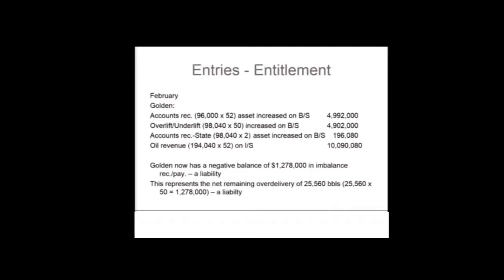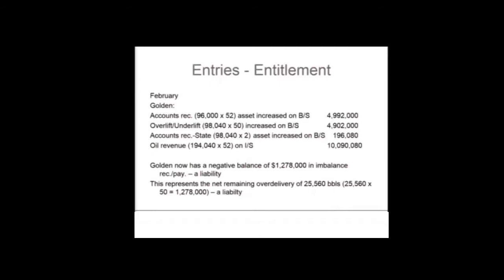Again, I'm making up for some of last month's overlift, not all of it, when the price was 50. I'm making it up when the price is 52. So I have a receivable from State for 98,040 barrels times $2. Okay. I have a receivable from State, an asset increase, for $196,080.